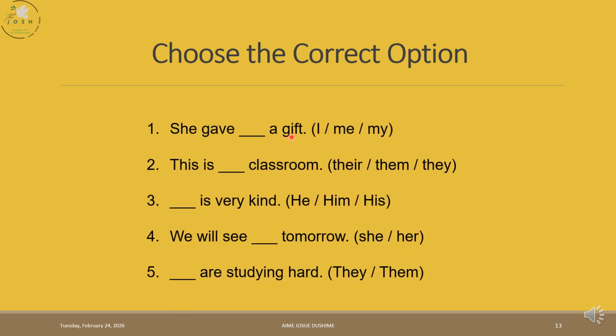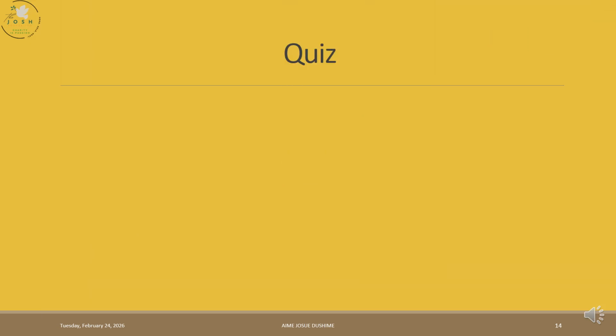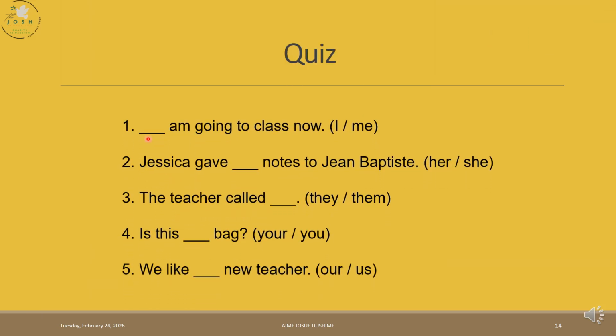She gave dash dash a gift. This is dash dash classroom. Dash dash is very kind. We will see dash dash tomorrow. Dash dash are studying hard. Let's do this quiz. Dash dash, I'm going to class now. Jessica gave dash dash notes to Jean-Baptiste. The teacher called dash dash. Is this dash dash bug? We like dash dash teacher.